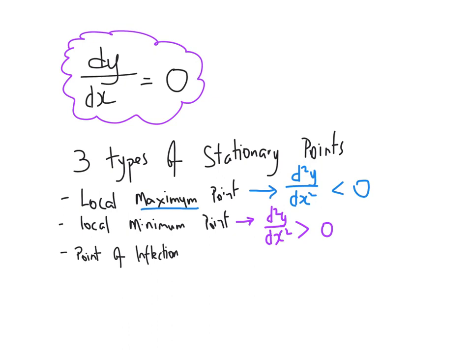then we have a local minimum point, and then at our point of inflection, we have d2y dx squared equal to 0, as we said before. Okay, so this is very important to make sure we have those notes down, and that this is going to be our test. And to test a point of inflection, well, we'll come to that as we go on. Okay, so let's move on and do an example.